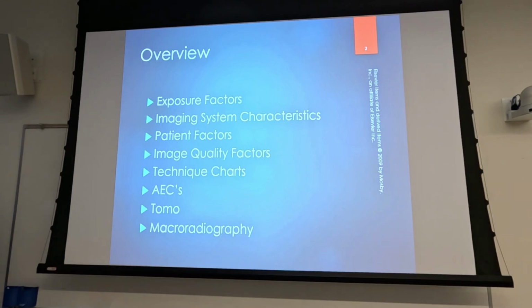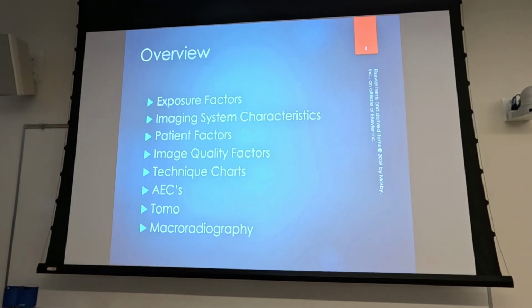Okay. So in this chapter, then, what we're going to cover are our exposure factors. We're going to talk about imaging system characteristics, which we've done some. We're going to talk about patient factors, again, which we've done some. We're going to talk about image quality factors, and technique charts, which you're probably not real familiar with, except that you push the button and it gives you a set of parameters for your photo timing, or even an mA and time setting if you're not on photo timing, right? So that technically is a type of technique chart.